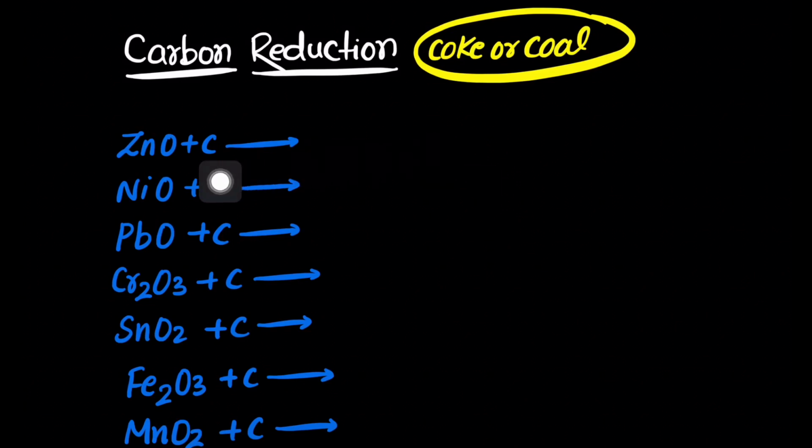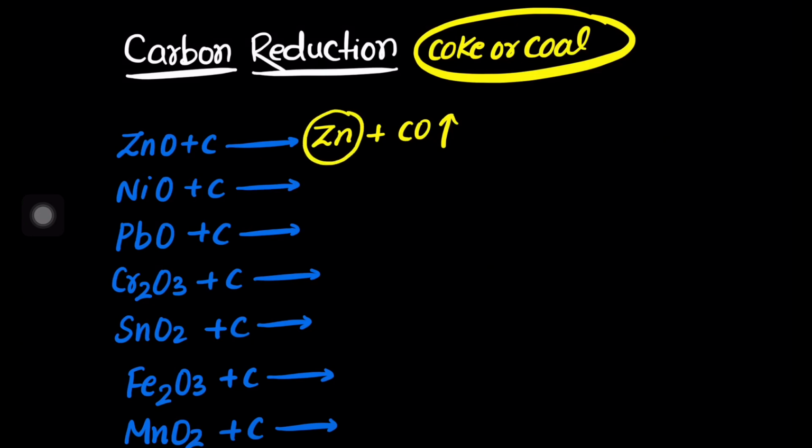Now, some of the metal can be formed in the form of vapors. Zinc oxide, ZnO, when it gets reduced by carbon, will form zinc and carbon monoxide. Zinc has a very low boiling point, so it will be obtained in vapor form.